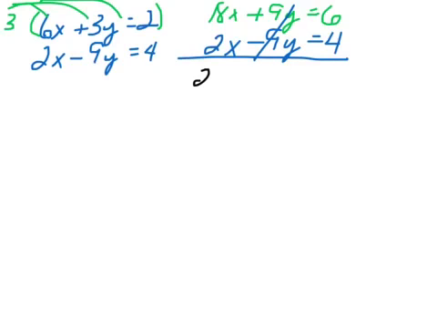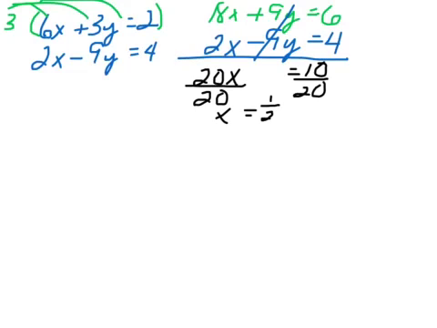18 and 2x make 20x. Those canceled out and added to 0, so I'm just not going to write 0 down. 6 and 4 is 10. So if I want to find out what x is, I divide both sides by 20, and I get x equals 10 over 20, which is a half.